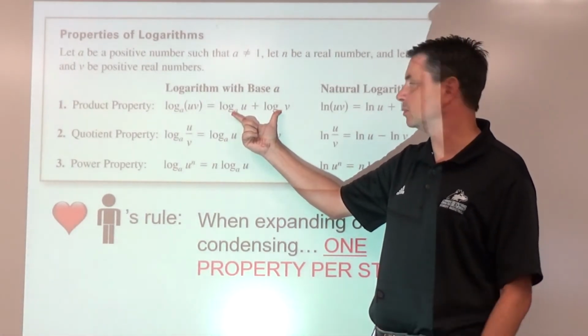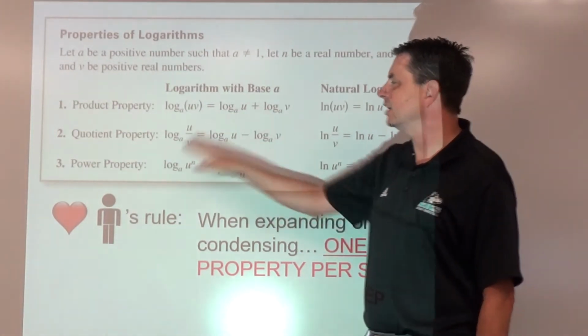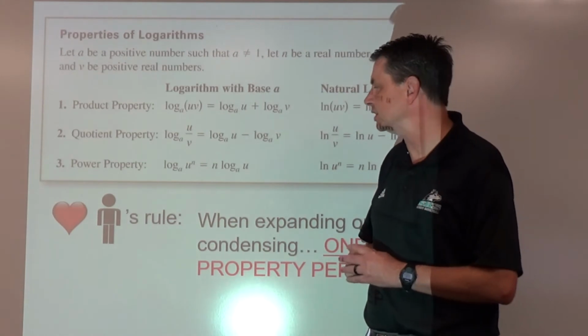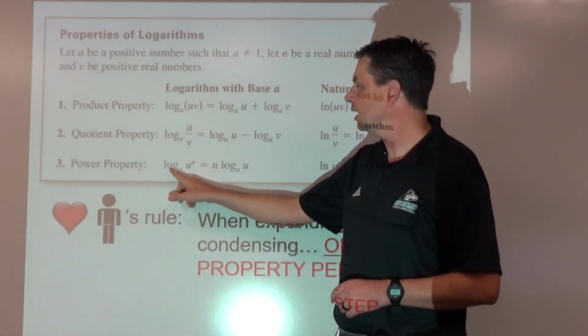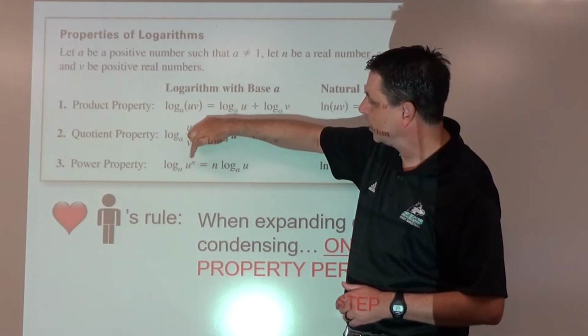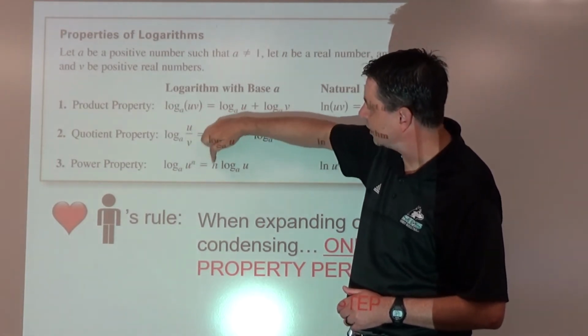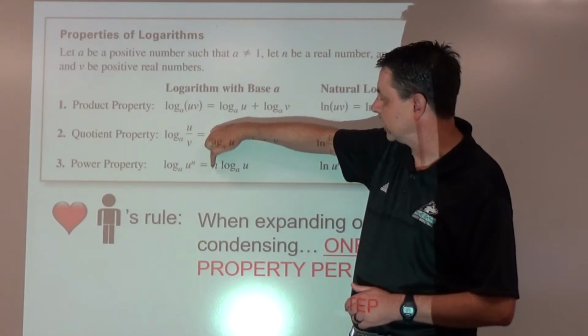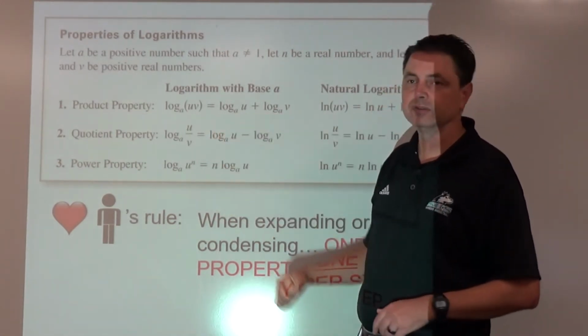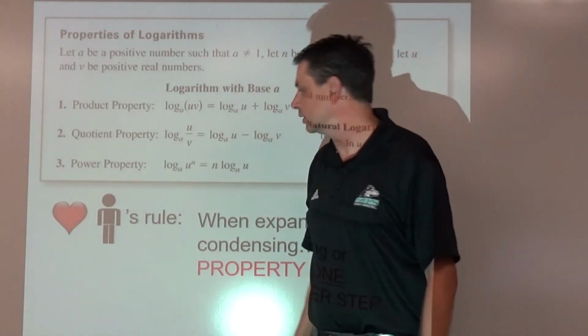Now the power property doesn't really connect back to one of your exponent properties. This one says the log base a of an argument u that's raised to a power, we can rewrite the exponent out in front as a multiplier, n times log base a of u. So we just move the exponent out in front.